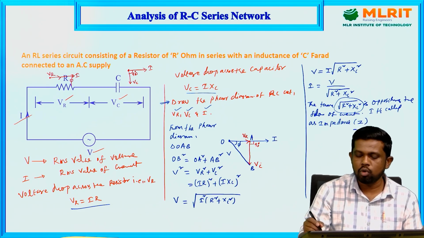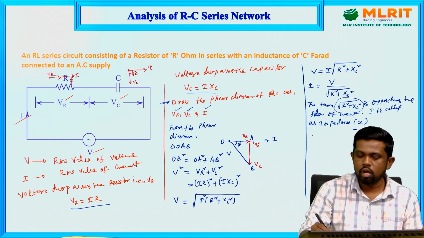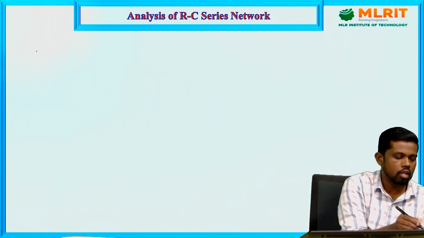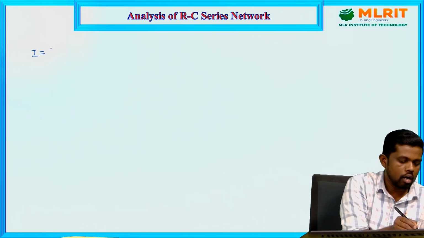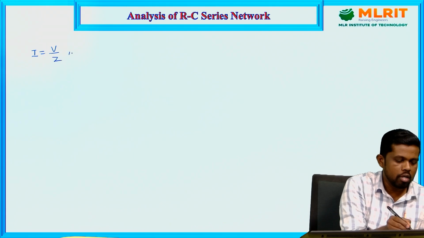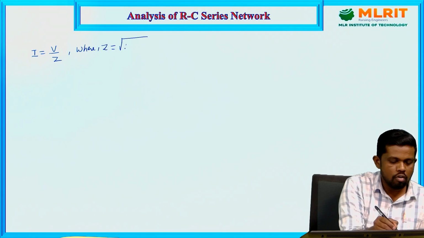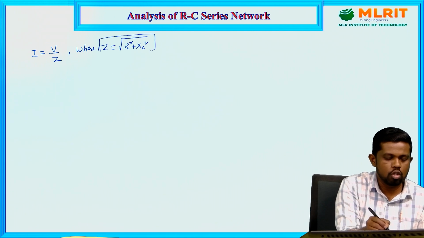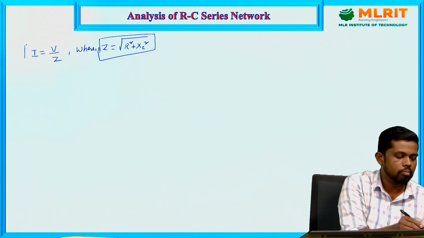Impedance of the RC circuit is the square root of R square plus XC square, where Z equal to square root of R square plus XC square. Then we can simply find the overall current circulating in the RC circuit: I equal to V by Z, where Z is the impedance of the circuit, which offers opposition to the flow of alternating current. This is the magnitude value of impedance, which we can also use in numericals to get the circuit impedance. So this is the current value.